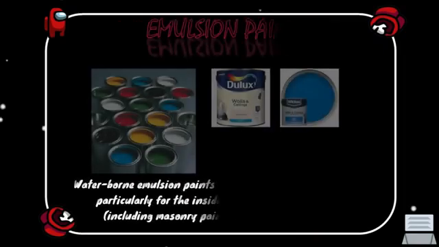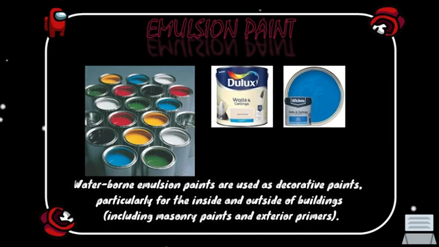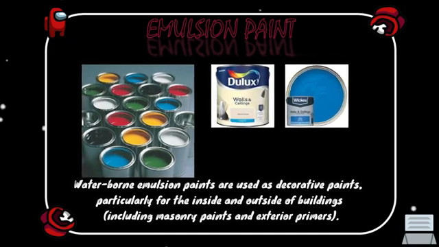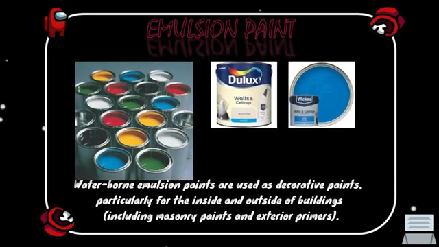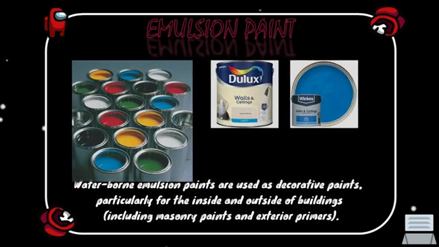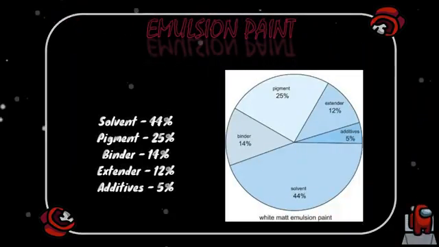The second one is emulsion paint. Acrylic resins may also be used in industrial paints. These are the polymers used in waterborne emulsion paints. These paints are carried in water and are much better for the environment than paints in which the binders are in organic solvents. These are its ingredients.